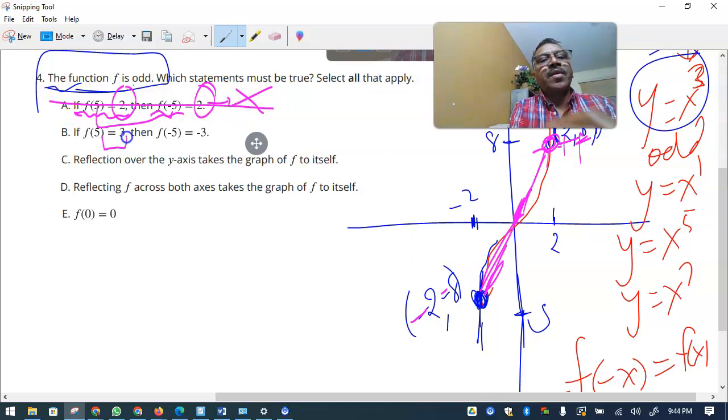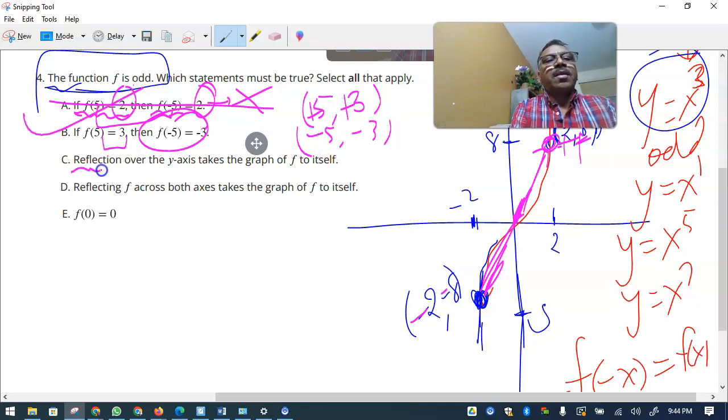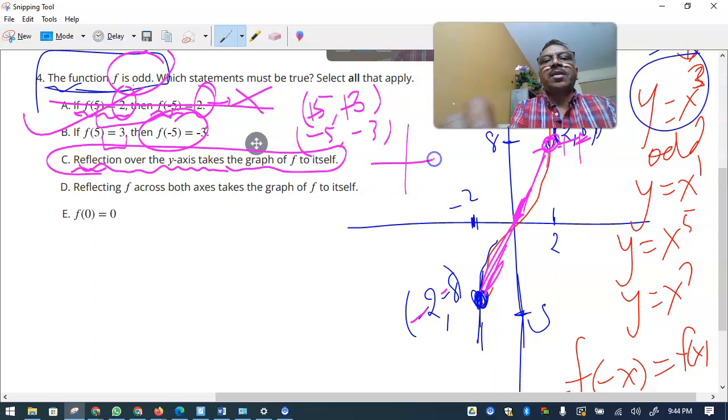Okay, f of 5 is 3. That means when the input is 5, the output is 3. What does this mean when the input is negative 5? And you can see both change. This plus becomes minus, this plus becomes minus. And that is correct. An odd function is always a reflection over the origin and takes the graph to itself. Do you think this is when it is even? It means if there is a graph like this, then it is like this. That's even. That doesn't help.